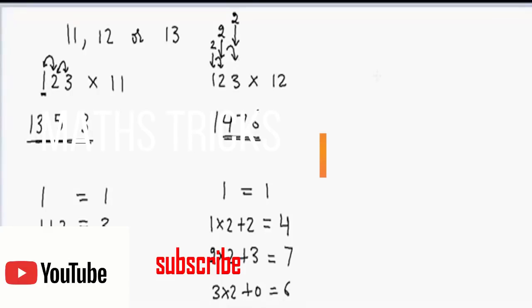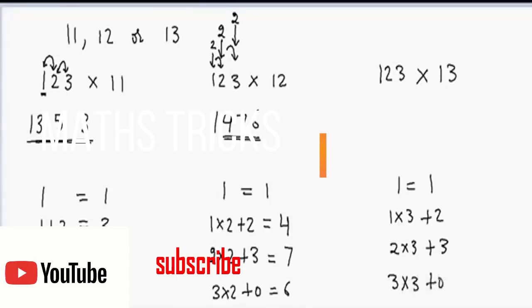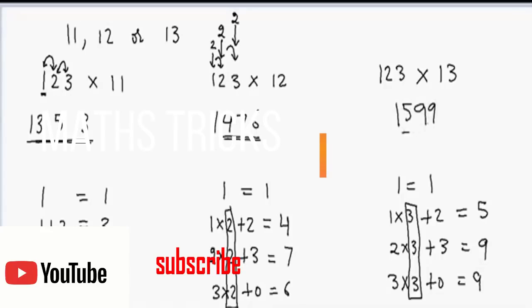So let's go to another example and multiply by 13. If I have 1 2 3 and I want to multiply by 13, in this case I'll do the same way. The first digit will be equal to the first digit, the second will be 1 into 3 plus 2, the third will be 2 into 3 plus 3, and then we have 3 into 3 plus 0. So if you look here, I multiplied all the numbers by 3. Here I multiplied all the numbers by 2, and here I did not do any multiplication because it was 1. So if I add these numbers, it will be 5, 9 and 9. So the answer will be equal to 1599. So that's how I'll multiply any number by 11, 12 or 13.